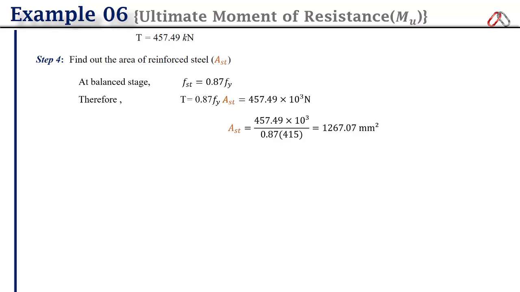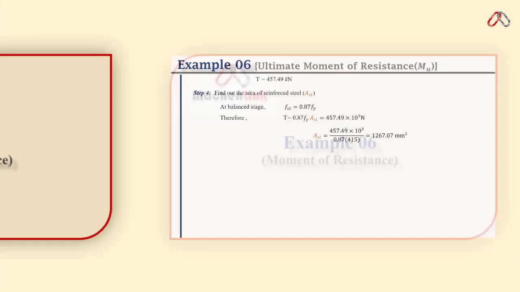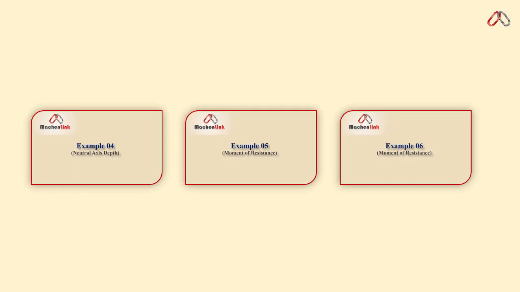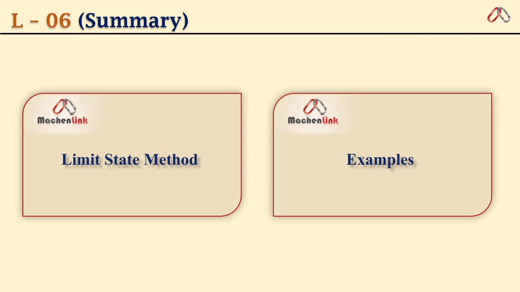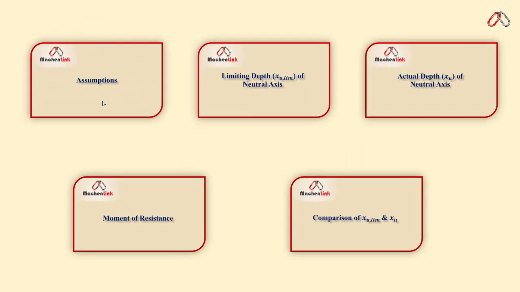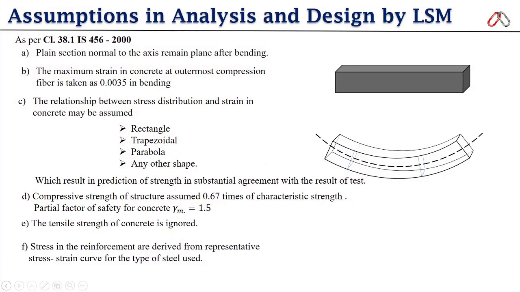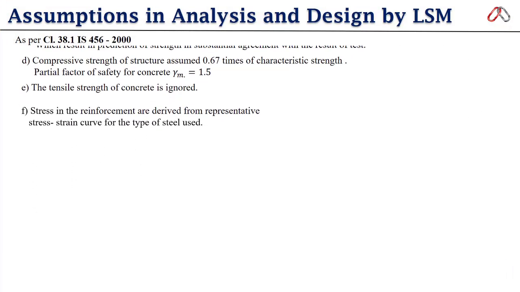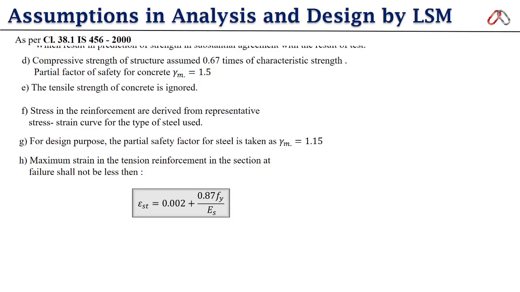So here we have finished all these three examples, and I hope you have understood the concept of the limit state method more clearly with these examples. So let me summarize this lecture, what we have covered here. First, I have explained the assumptions of the limit state method, assumptions that are very helpful to understand the analysis and design of a beam.